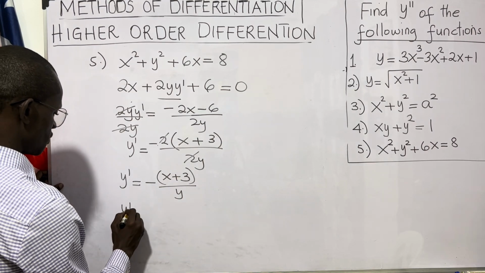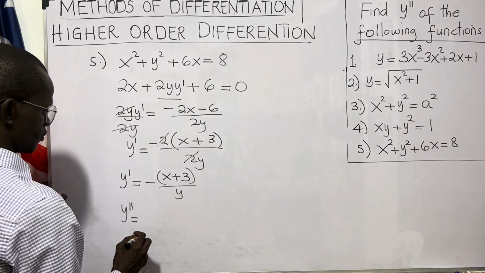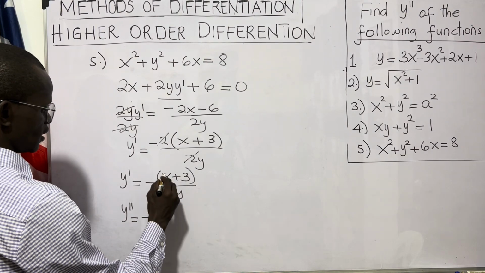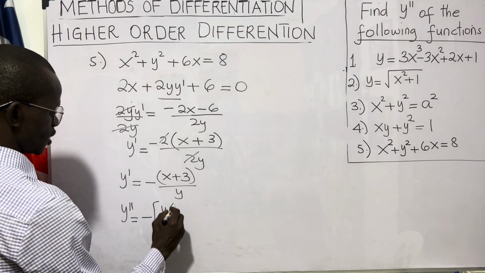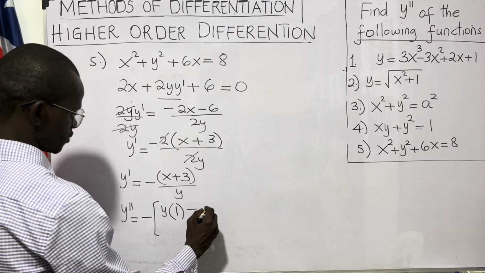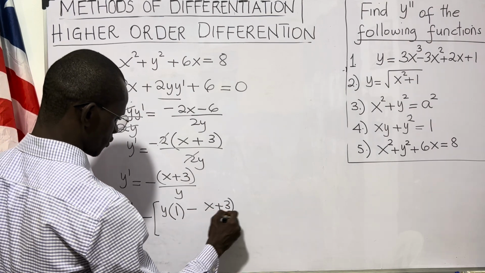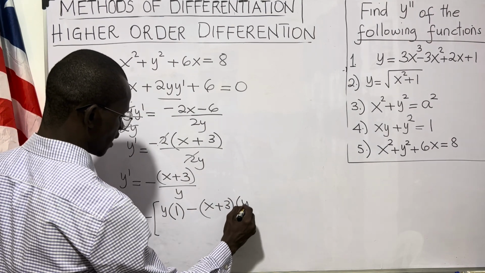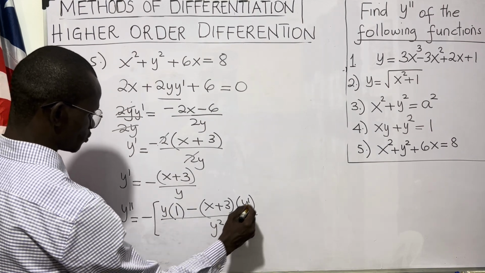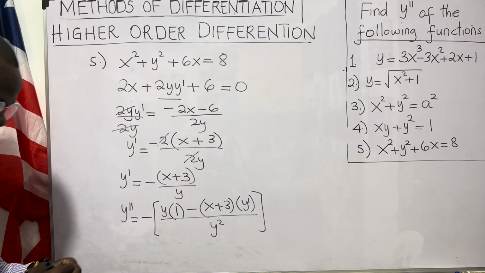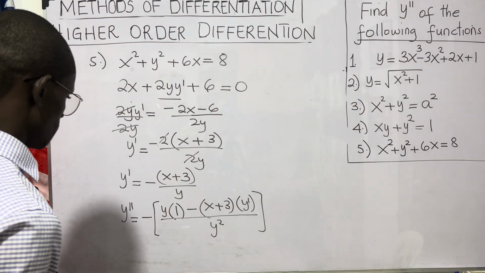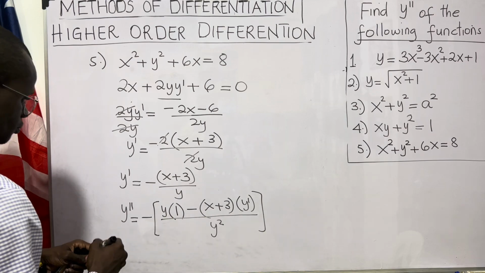Then we find the second derivative, y double prime. The negative is outside, we hold y and differentiate this one. The derivative of x is 1, the derivative of 3 gives us 0. Minus, we hold x plus 3 and differentiate y, we just have y prime, all over y squared. Then we can bring in y prime.